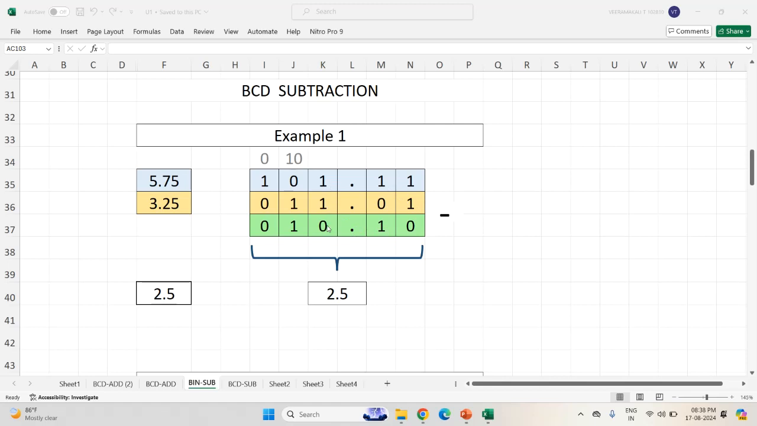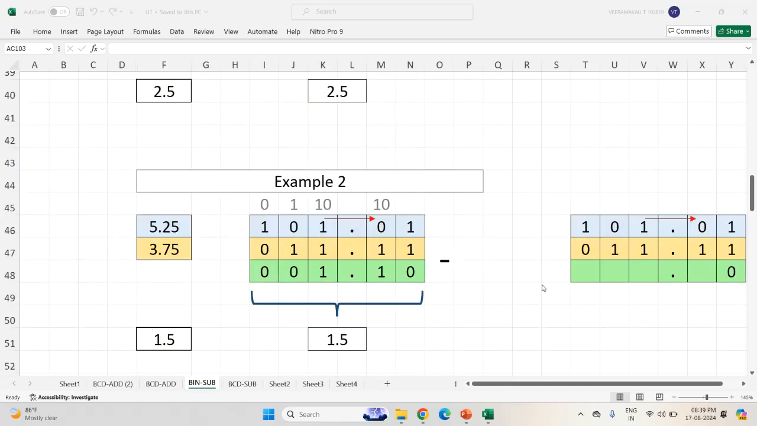1 minus 1, 0. 1 cannot subtract it from 0. So I can borrow from here. So this value becomes 0 and this value becomes 1, 0. So 1, 0 minus 1, you can get 1. 0 minus 0, you can get 0. So this is the result. 10.10 is the result. The equivalent decimal value is 2.5. You can cross-check this value. Let's move to the example 2.